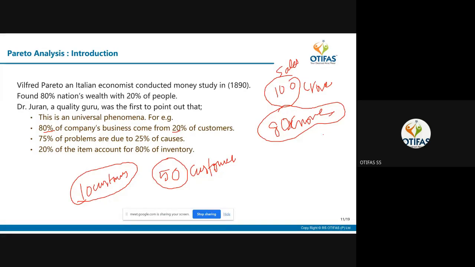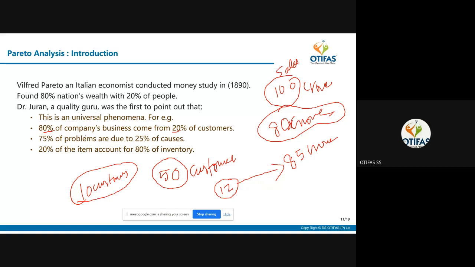Okay. So now, this may not be exactly 80-20. It can be 70-35 also, for example, 85-35 also. For example, it can be 85% of 85 crores of business done by 15% of the customers. What is 15% of 50? Otherwise, let's take 25%. 25% means almost 12 customers. 12 customers are making 85% of your business.